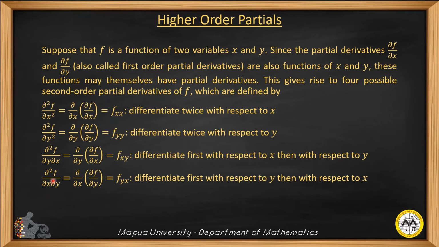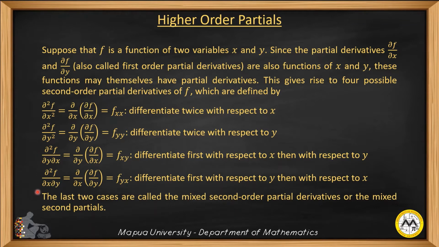So in the case of the second partial derivative of f with respect to x and y, this is obtained by differentiating with respect to x the first partial derivative of f with respect to y, or you denote this as f sub yx. Now take the case of the last two forms here. These are referred to as mixed second order partial derivatives, or simply the mixed second partials, because the variables of differentiation used here are different, unlike the first two, where we are differentiating partially with respect to the same variable.